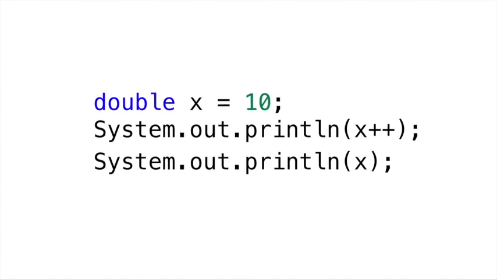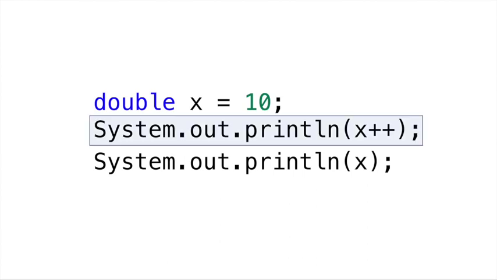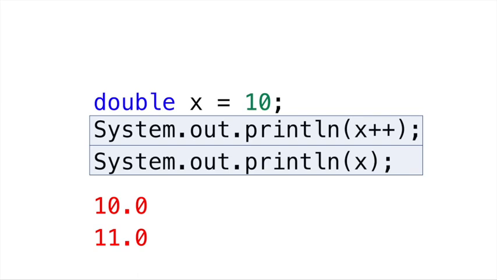Let us add another line to print x again. Then, we run the code. This line will apply ++ after x and will display the original value of x, which is 10. This line will print the new value of x, which is 11.